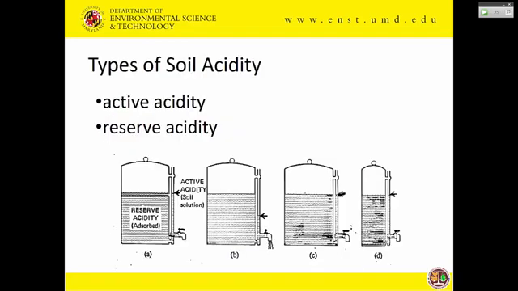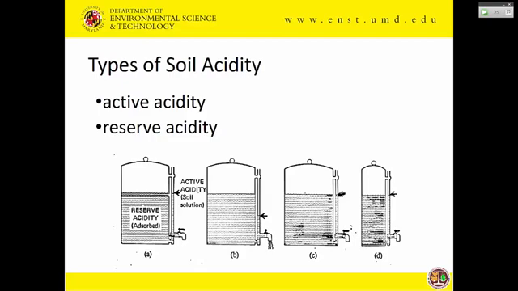So we distinguish between 2 kinds of acidity in soil, the active acidity and the reserve acidity. Active acidity is the hydrogen ion in the soil solution. That's the environment that the microbes and the plants are bathed in. That's their home, all right? But the fact is, we know that there's also hydrogen ion, there's also aluminum ion, there's other acidic cations on the exchange sites.